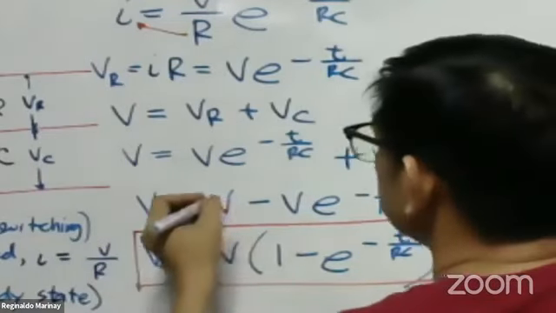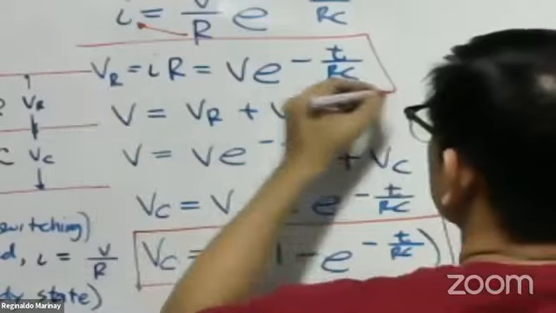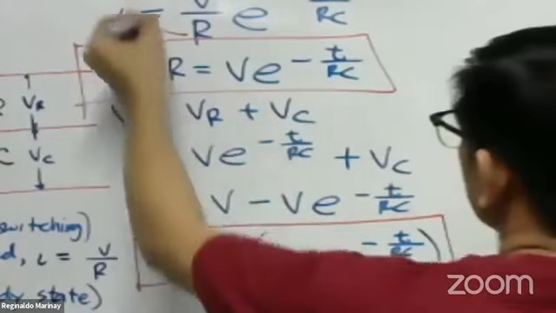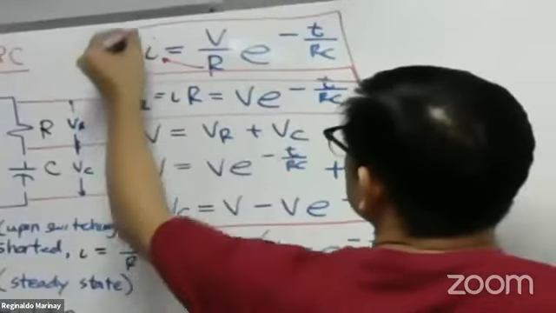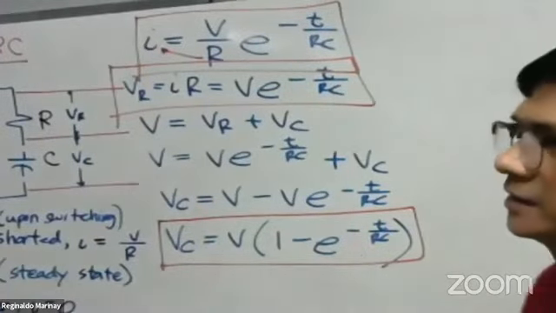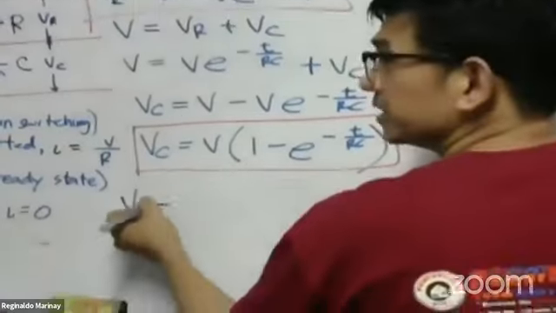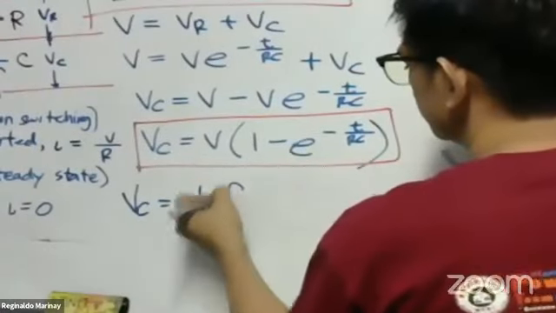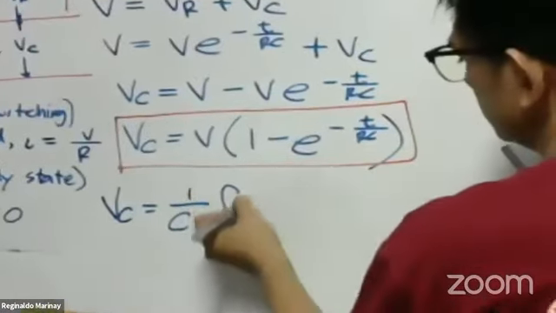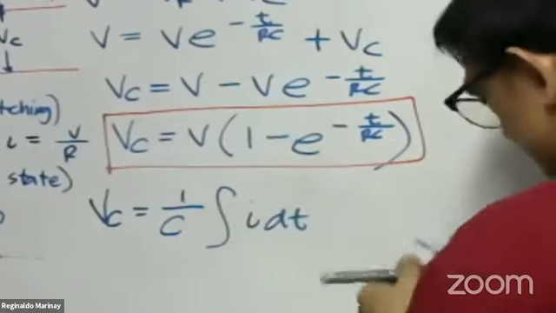Okay, this is our V sub R. This one. Okay, and of course our I here. So there is another formula for V sub C. V sub C is 1 over C, that is the integral of i dt. So that is another formula.